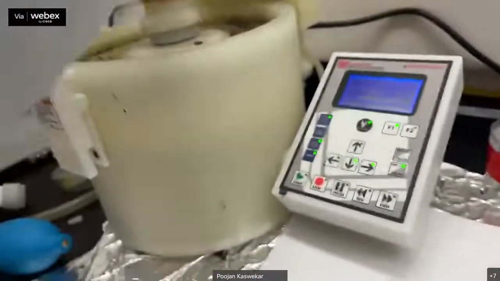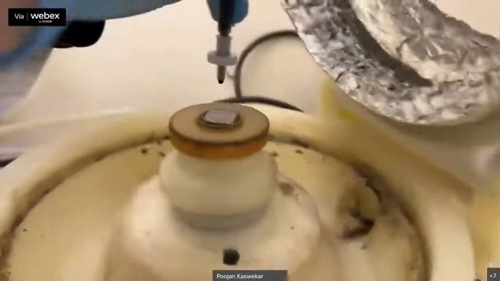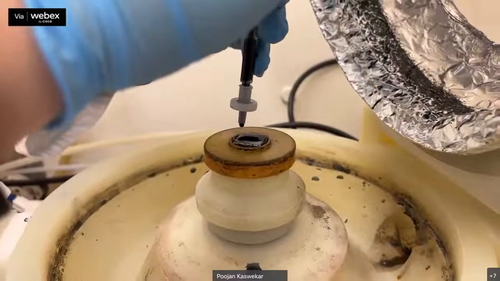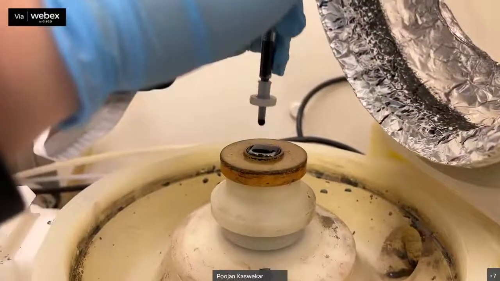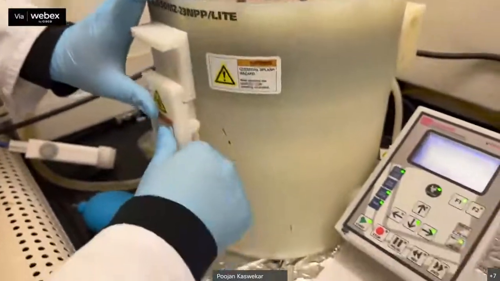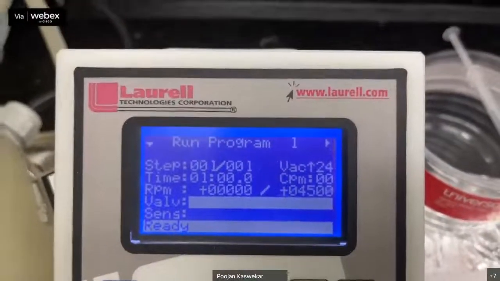So now we can do everything very carefully. Usually several drops. You just cover the entire substrate with this solution, close the lid, and then start the program. You can see it's covered, and then you can close the cap. And then we can start. Make sure the settings are correct before you start.